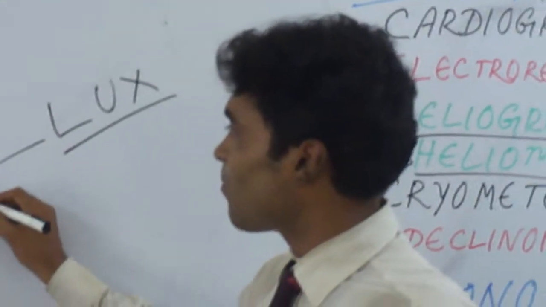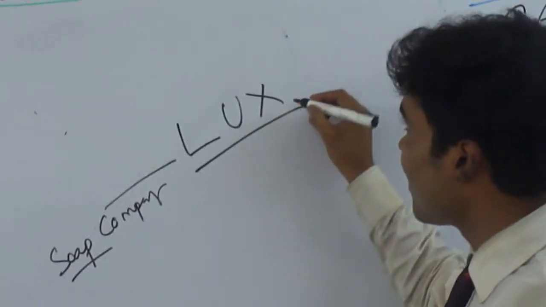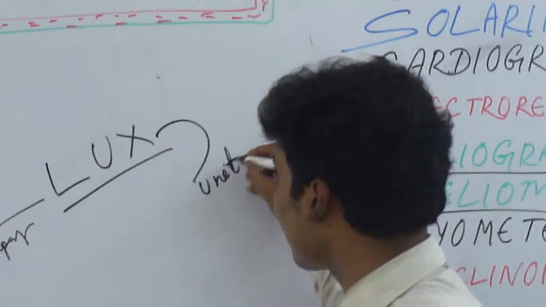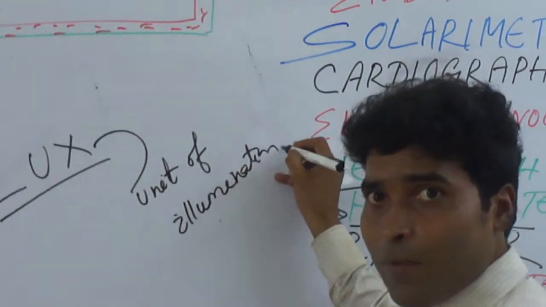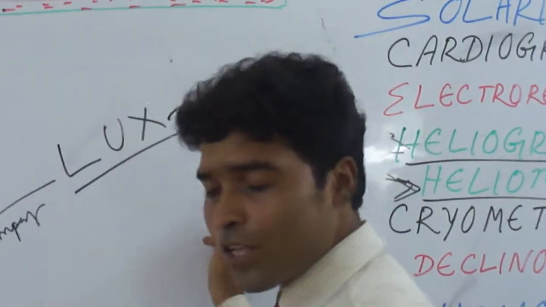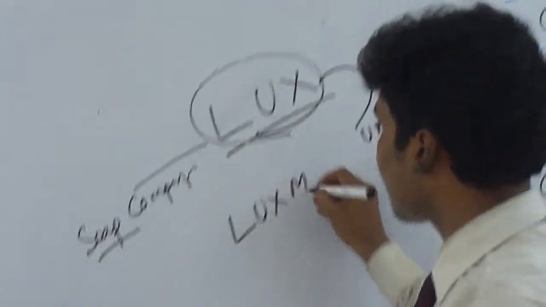Anyway, now we'll discuss another important thing. Do you know, my friends, LUX? Just see here, L-U-X. You know this is a soap company, very nice one. But LUX is also the unit of illumination. So always keep in mind, the intensity of illumination is measured by an instrument related to LUX, that is known as the LUX meter. Very simple.